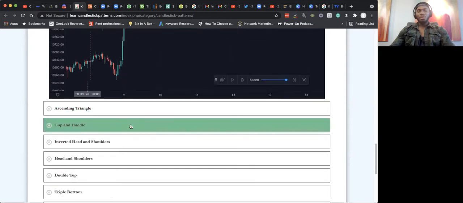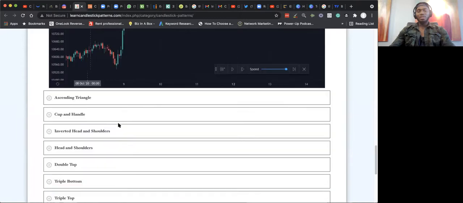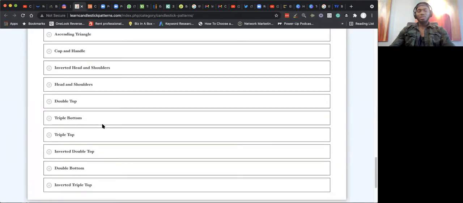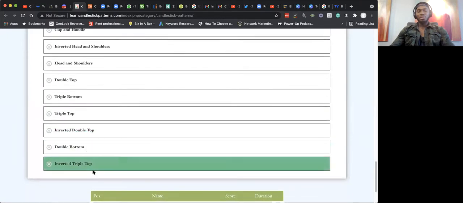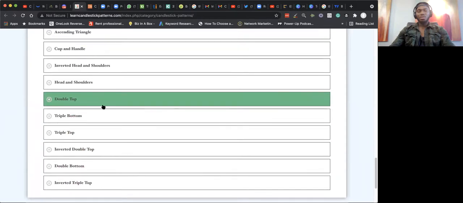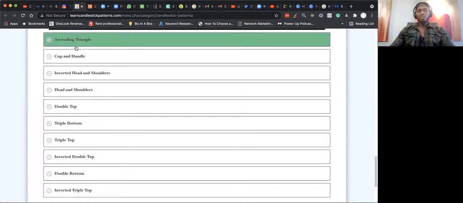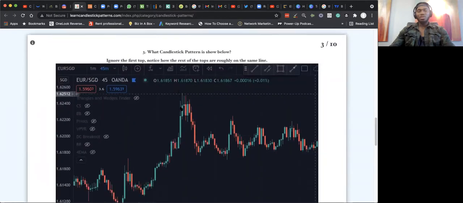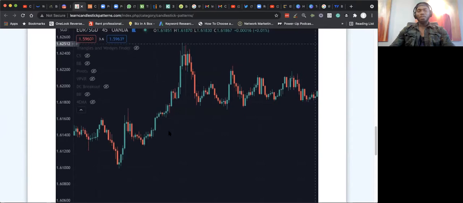So I would call this one an ascending, I don't know. Let's see. Where's the triangle? Ascending triangle? Well, I was gonna call it a bull flag, but it's not one of the options. So I'm gonna go with ascending triangle. All right, here's the third pattern.